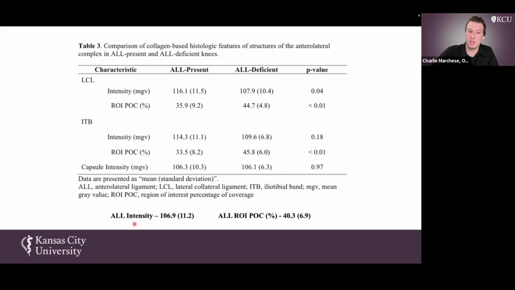Interestingly enough, I did include just our ALL intensity values, just so we could see where this fell on the spectrum. Looking at our ALL, our intensity had a value of 106.9, which is actually containing more collagen than our LCL and our IT band. And our percentage of coverage was pretty similar. We had a 40.3% of coverage compared to a 45 and a 44 within the ALL deficient knees.